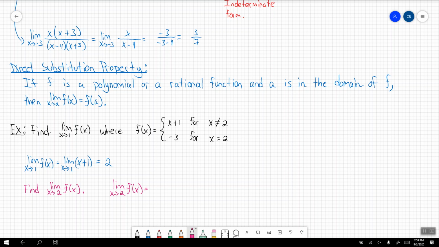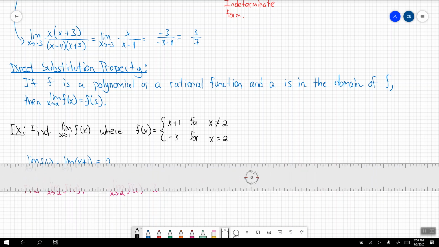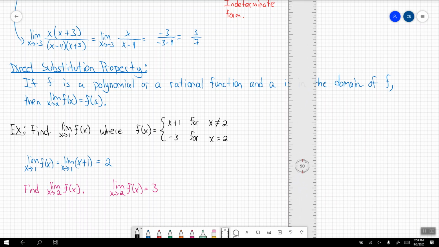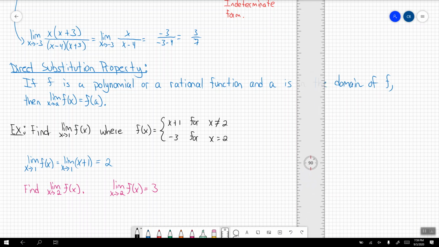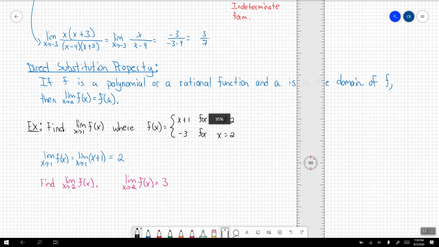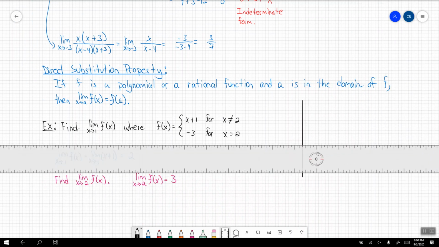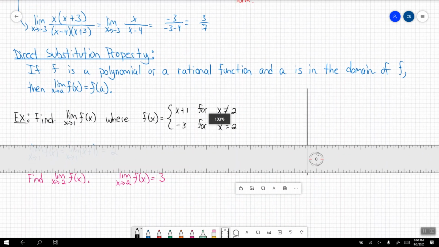This limit as x is approaching 2 is actually 3. Why is it 3? Because we do a direct substitution. Now, how can we view this? You might say, Mr. Castro, how is that possible? We're looking at this and that function is a linear function, but it is a piecewise defined function, and you would be correct on that.